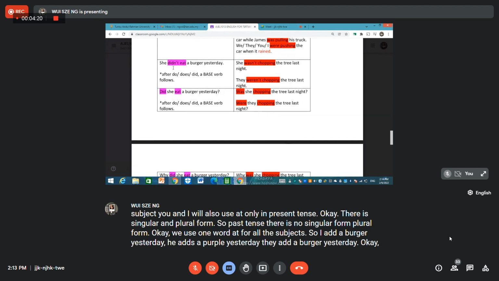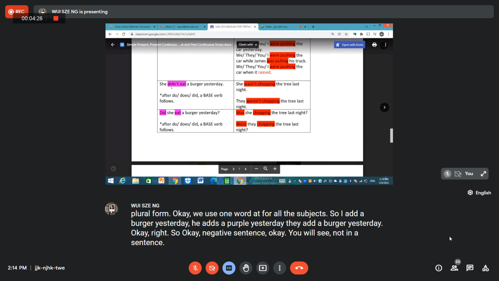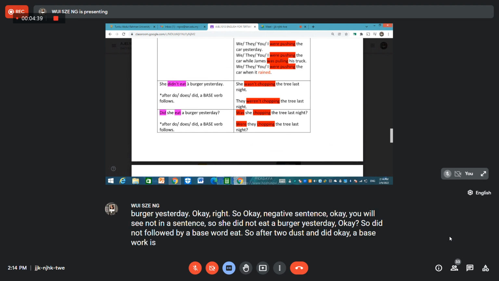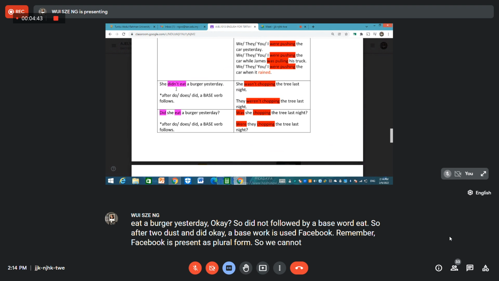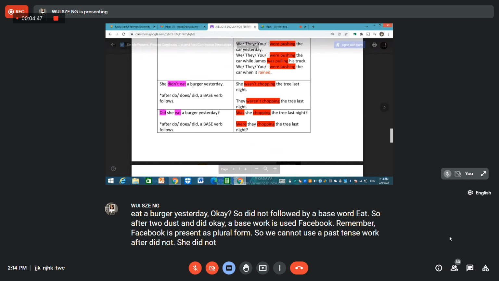Okay, negative sentence. You will see not in the sentence. So, she did not eat a burger yesterday. Did not is followed by a base verb, eat. After do, does, and did, a base verb is used. Remember, a base verb is the present tense plural form. So we cannot use a past tense verb after did not.